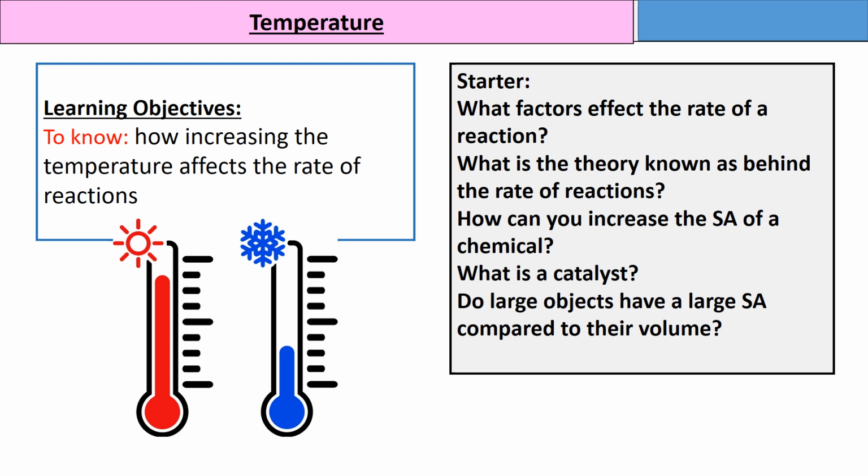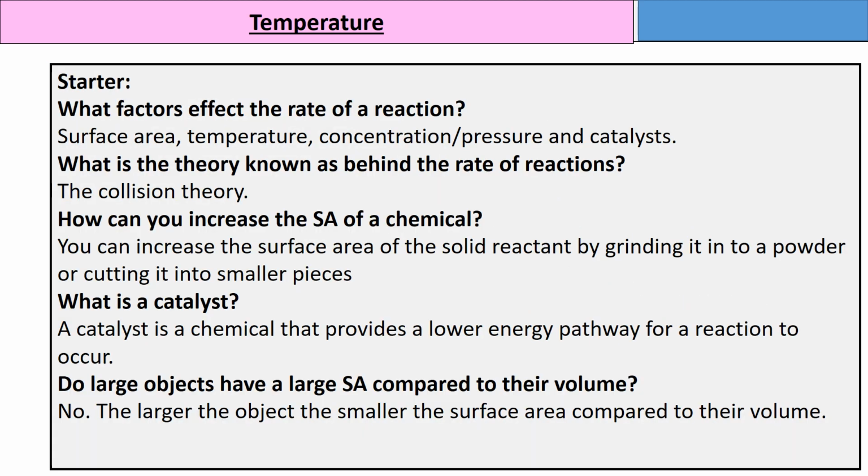Okay, hopefully you managed to answer those questions for me. So these are the answers that I have down. So what factors affect the rate of reaction? We've got surface area, temperature, concentration or pressure, and catalysts. What is the theory known as behind the rate of reactions? It is the collision theory, the idea that particles actually physically need to collide in order for there to be a reaction.